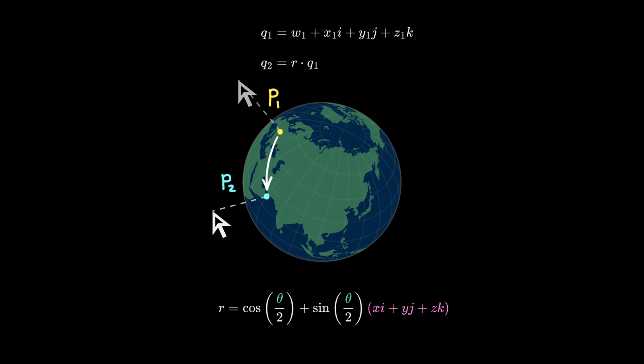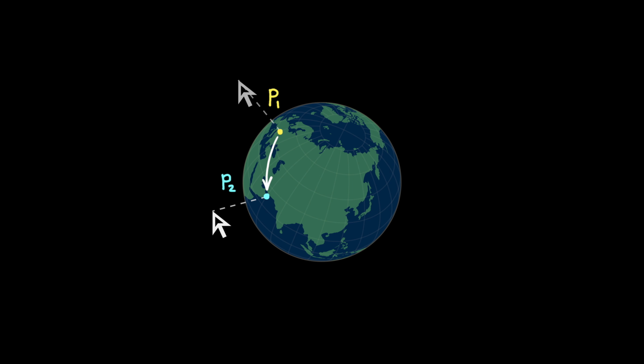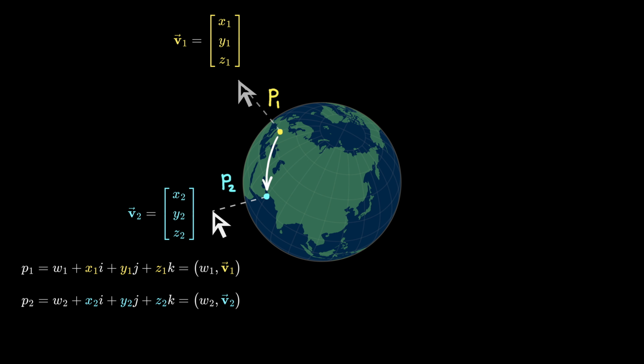The answer is surprisingly straightforward. We represent the 2 points as quaternions and multiply them to get something that is almost the rotation we want. What this looks like is we write P1 and P2 as quaternions, whose W components are 0, and whose X, Y, and Z components are equal to the corresponding coordinates on the unit sphere.